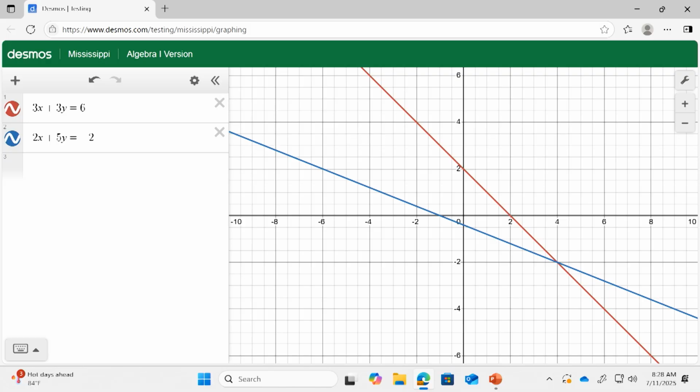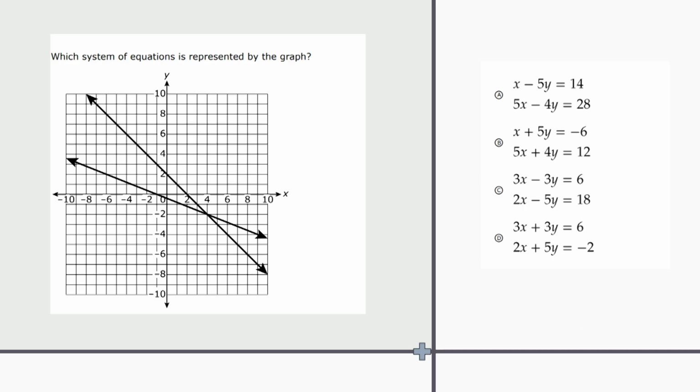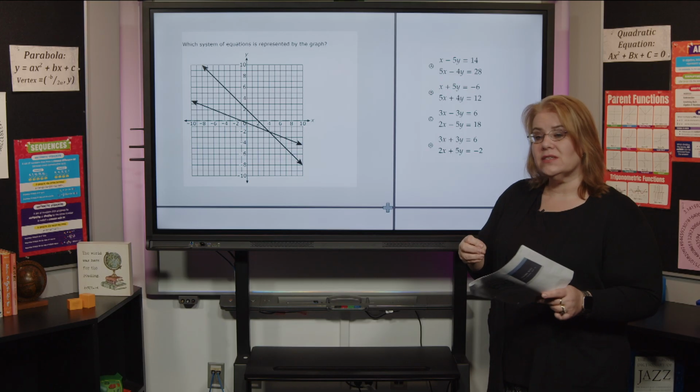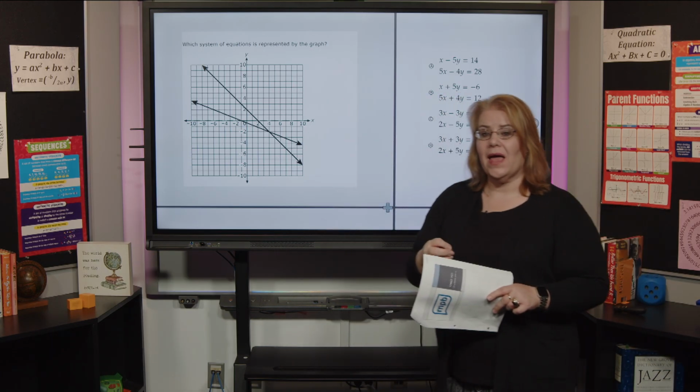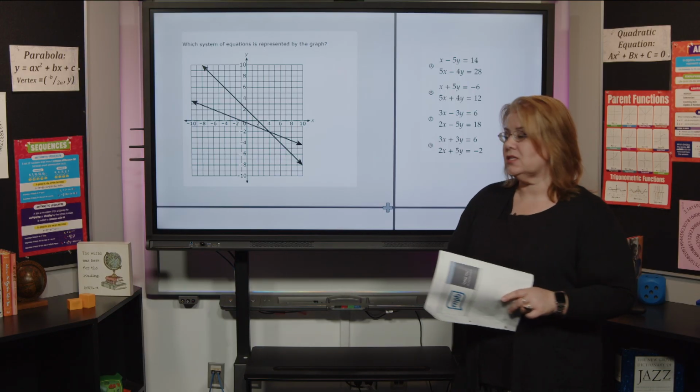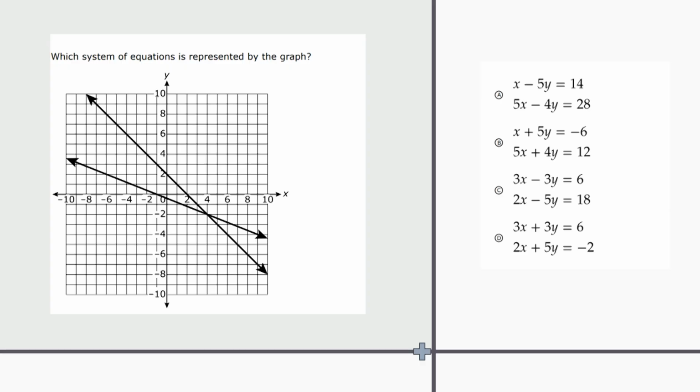So that is one way. When we see something that looks similar, we're going to have to look closer to where it crosses each other, the intersection, or where it crosses our y-axis, or where it crosses our x-axis. You always want to make sure. So we said that our answer choice is D. Good job.